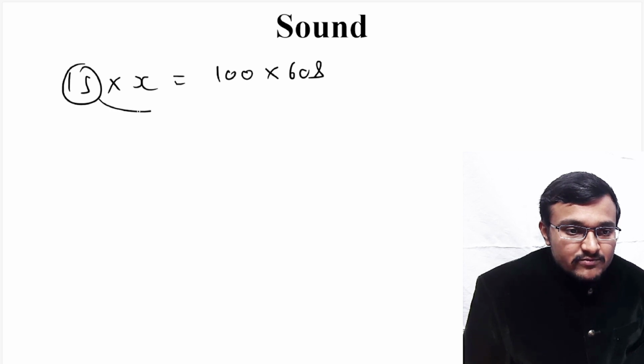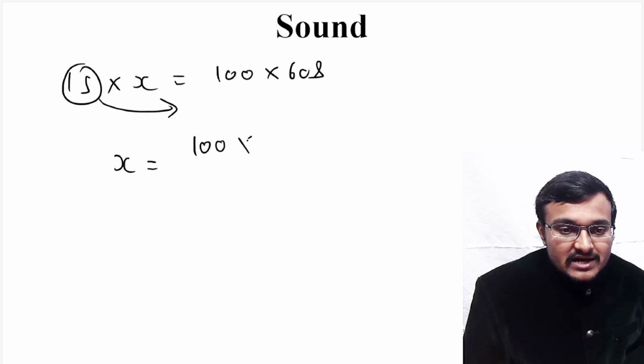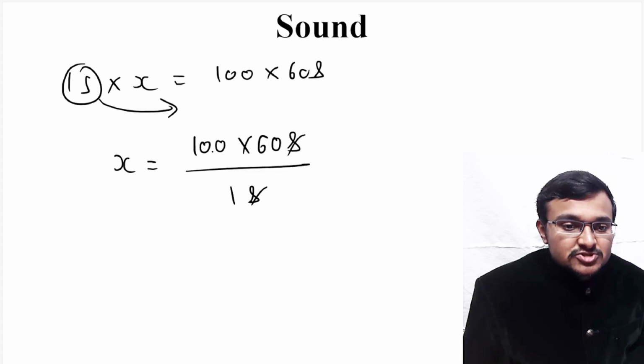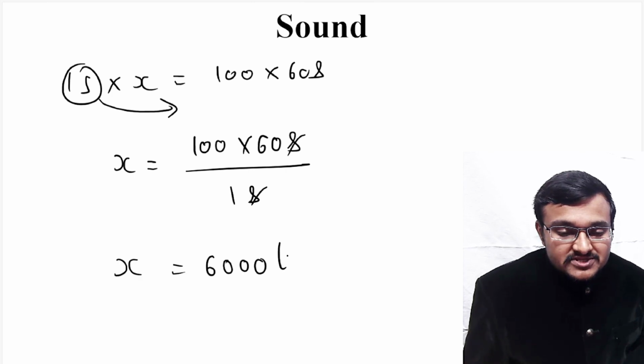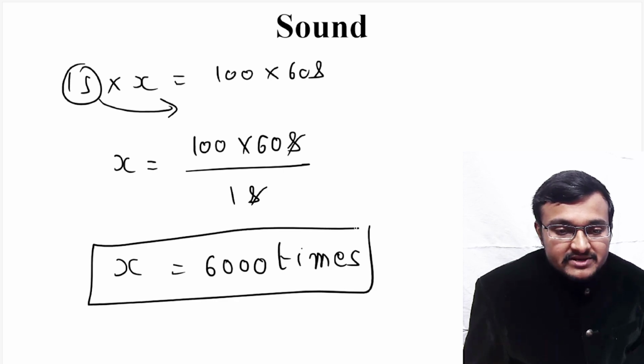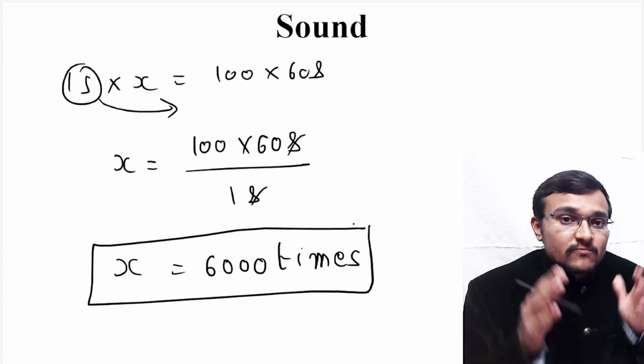This 1 second, if you bring to the RHS, it will go to the denominator. So x is equal to 100 into 60 seconds divided by 1 second. The seconds get cancelled with each other. So 100 times 60, that is 6000 times. So 6000 times vibration of this sound wave is happening in 1 minute.